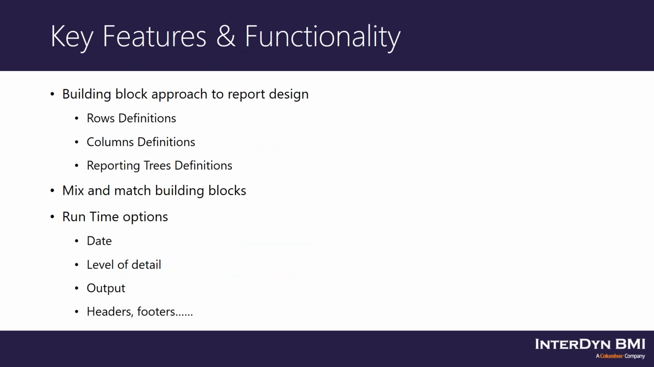Now the key features and functionalities of Management Reporter: when you're creating reports in Management Reporter, they use what they call a building block approach. It essentially takes your reports and breaks them apart into what goes down the page and what goes across the page. You build them independently, and that's where you get the rows, the columns, and then you can also get the dimensionality of reporting by using a reporting tree. We'll go through all of this as we go through the product demo.